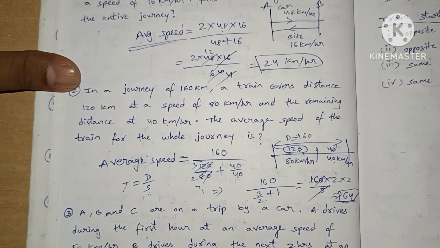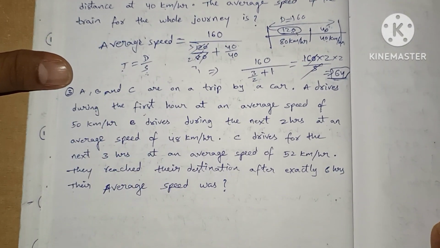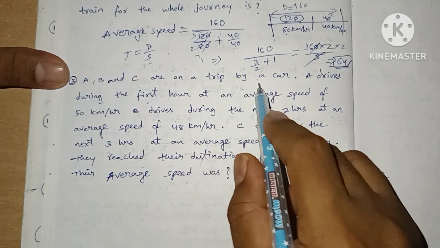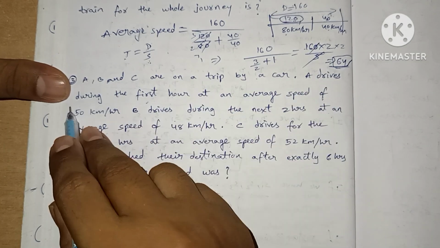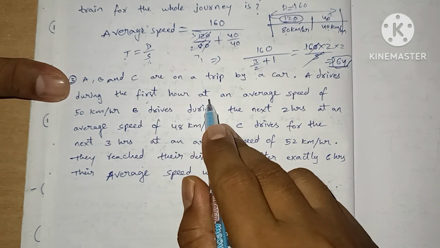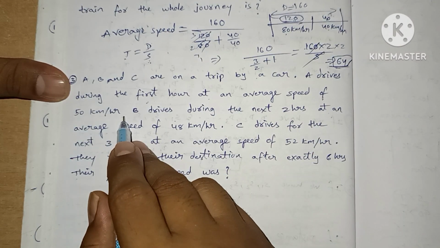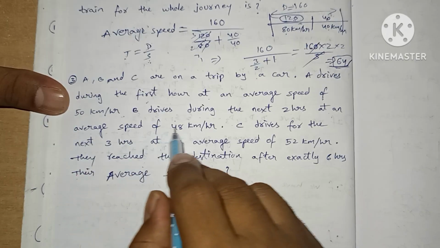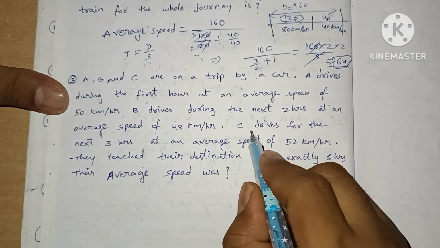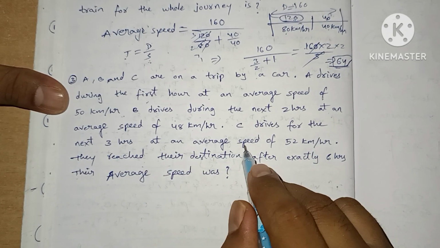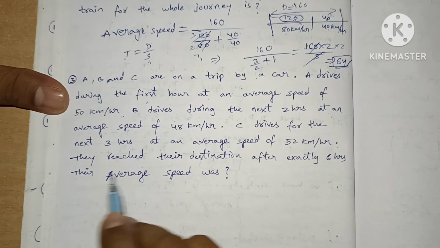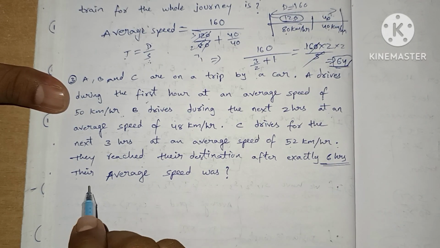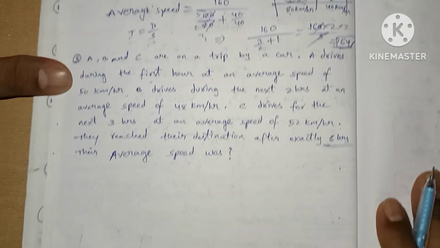Okay, let's see one more question about average speed. A, B, C are on a trip by a car. A drives during the first hour at an average speed of 50 kilometers per hour. B drives during the next 2 hours at an average speed of 48 kilometers per hour. C drives for the next 3 hours at an average speed of 52 kilometers per hour. They reached their destination after exactly 6 hours. Their average speed was, asking about average speed.